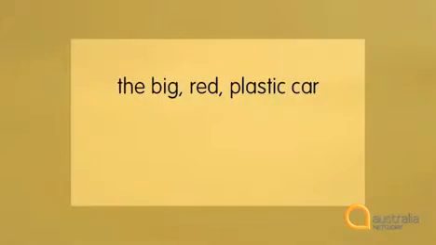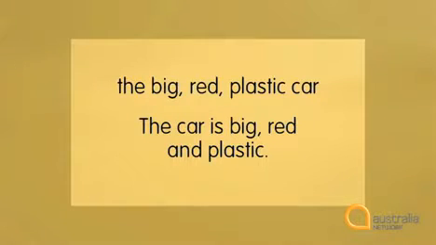We can take the phrase, the big red plastic car, and turn it into a sentence. The car is big, red and plastic. Notice that the order of adjectives still stays the same. Now let's look at how you go about describing things. It's often necessary to focus on particular features such as shape, size, dimension, weight, colour or texture. The more you have built up your vocabulary of adjectives, the better your ability to describe things accurately.